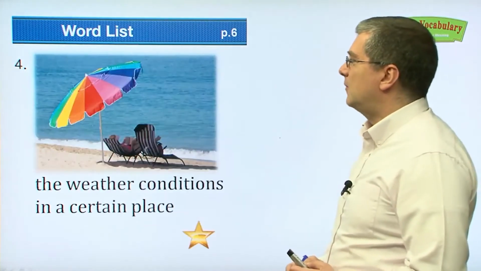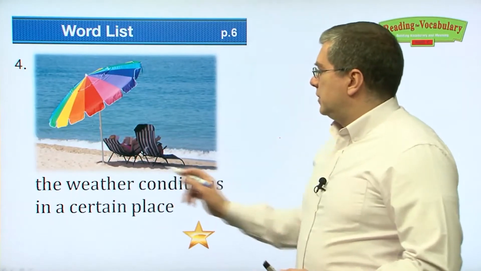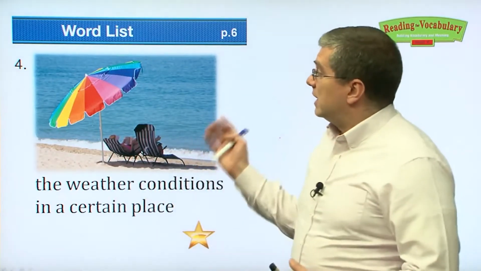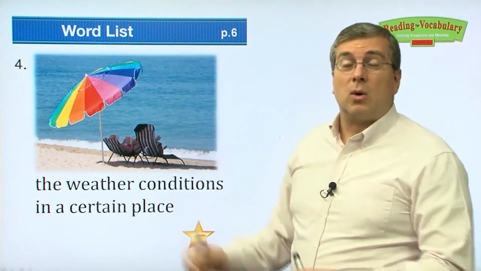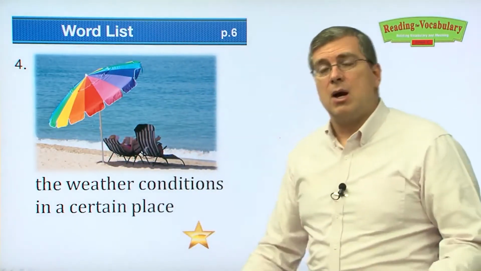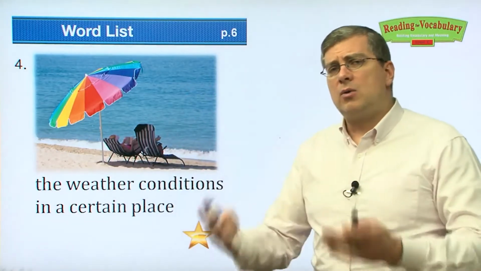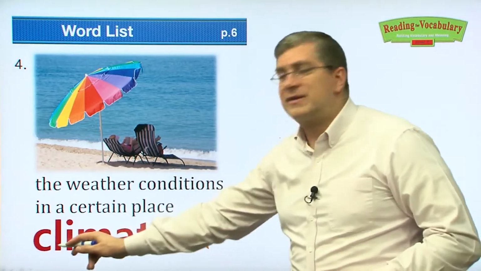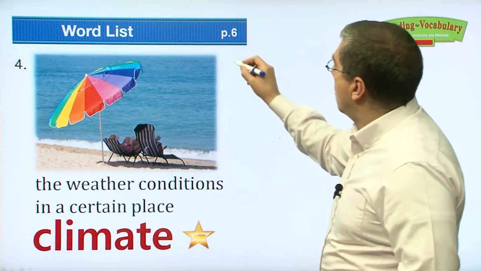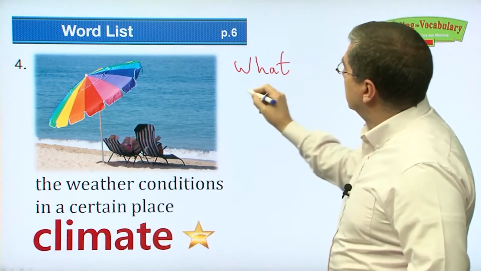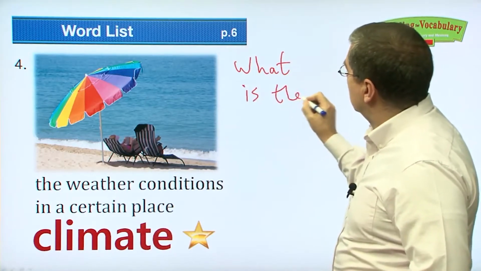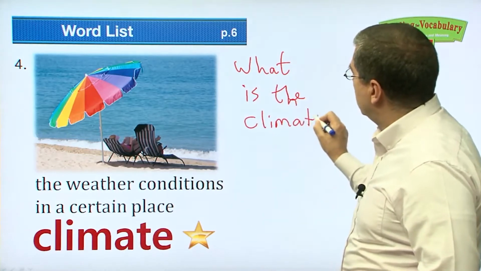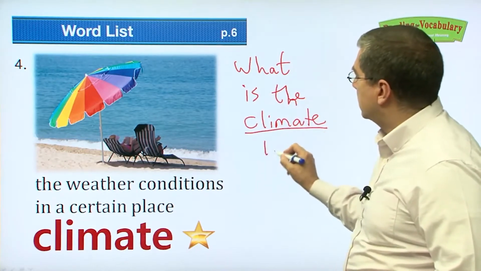Okay. 4. The weather conditions in a certain place. So if you're talking about the weather conditions, it's hot and sunny or it's cold and snowy. How do we describe those conditions with one word? We say, what is the climate like? What is the climate? What is the climate like?